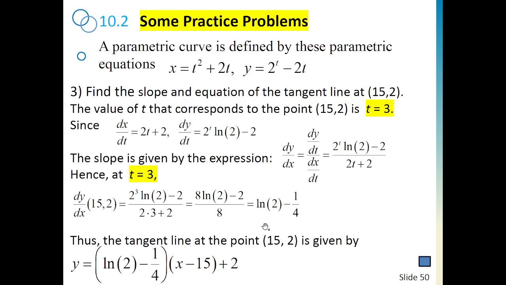Okay, so what is the tangent line? Well, the formula of the tangent line, we remember, is here. We have the slope times x minus the x component of the point, which is 15, plus the y component of the point, which is 2. So that's our tangent line. Again, in this case, the computation was straightforward. Once we got the value of t corresponding to the point (15, 2), it was just a question of plugging in the numbers.